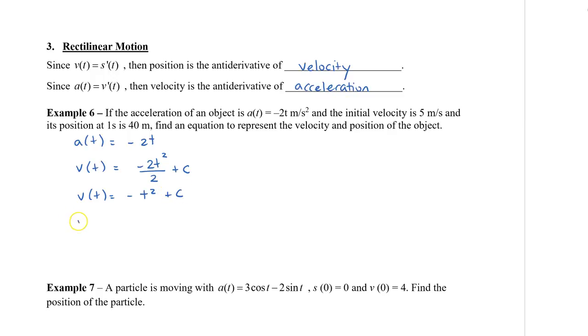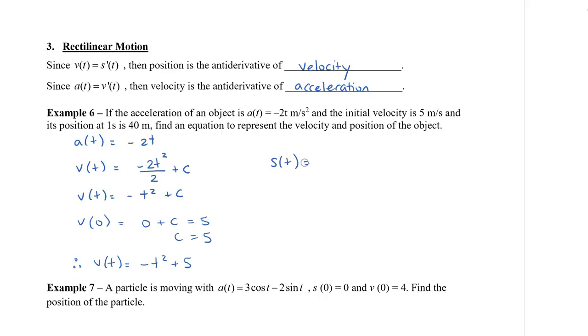I can actually plug this value in right now. I know that the initial velocity, meaning that my time is 0, is equal to 0 plus c, and that velocity is going to be 5. So c should equal 5. Therefore, my velocity function is negative t squared plus 5. I could have done that above as well: plugged in the 0 right away, solved for my c, and then plugged it in again later. Now I'm going to find my position.